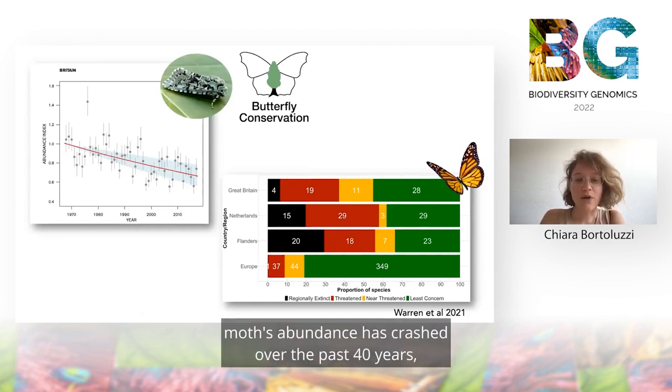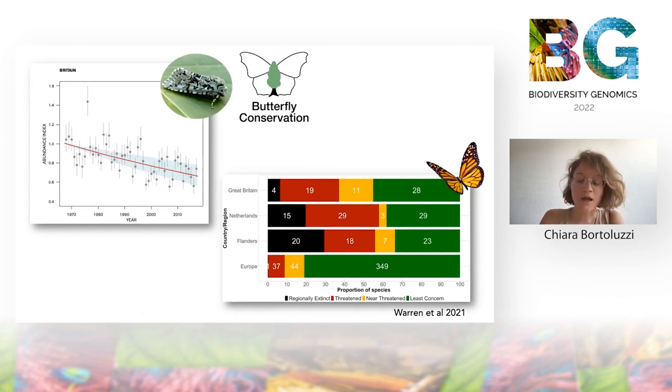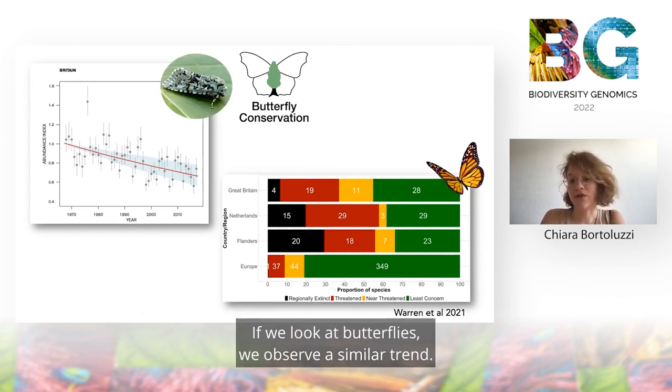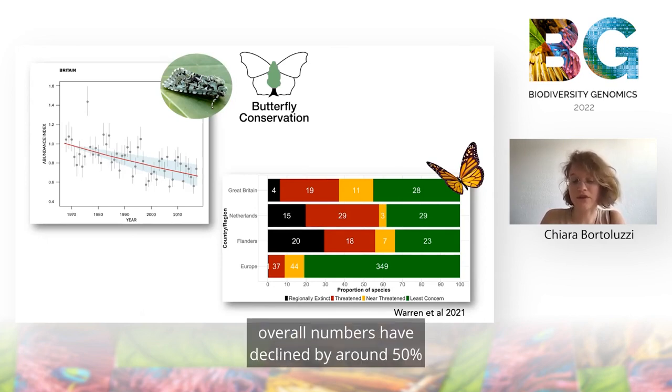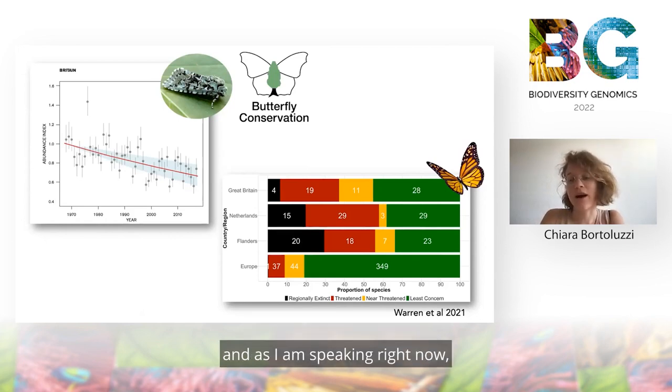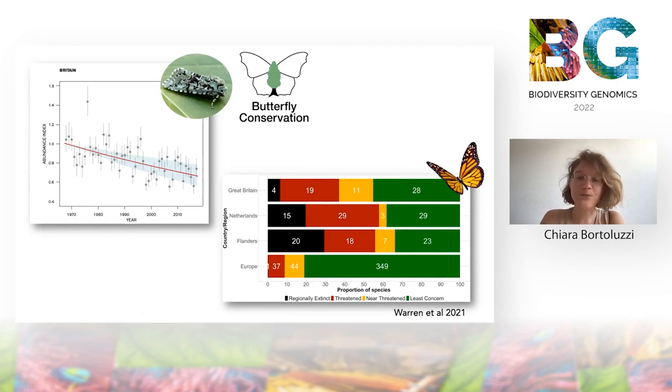In the UK alone, moth abundance has crashed over the past 40 years, with three species that have already become extinct since the beginning of the 2000s. If we look at butterflies, we observe a similar trend. In fact, since the 70s, overall numbers have declined by around 50%. And as I am speaking right now, half of UK butterflies are on the IUCN Red List.